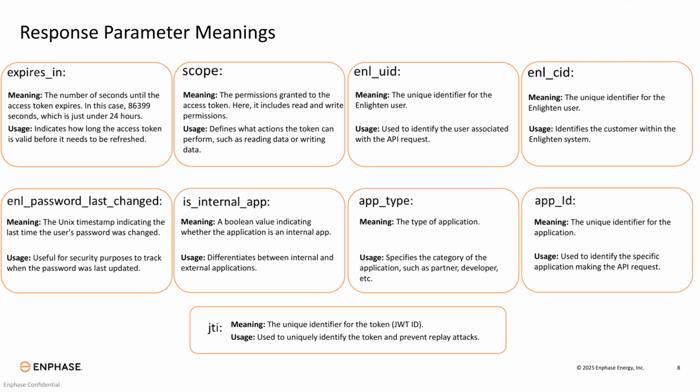Next is app type. App type identifies the type of application being used. It is used to specify the category of the application, such as a partner or a developer, etc. The app ID is the unique identifier for the application and is used to identify the specific application making the API request. Finally, we have JTI. JTI is the unique identifier for the token. For example, JWTID. JWTID is used to uniquely identify the token and prevent replay attacks.